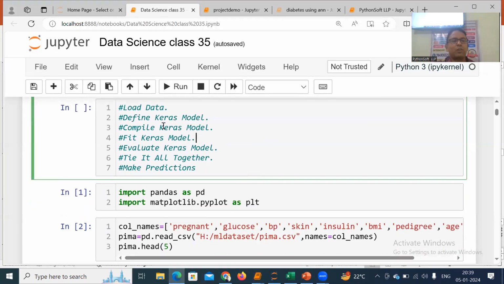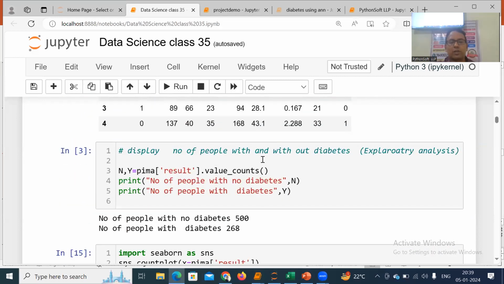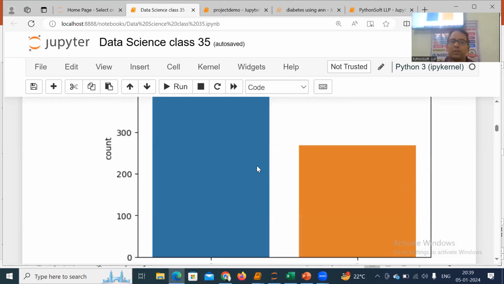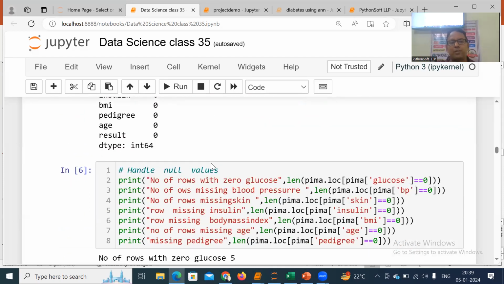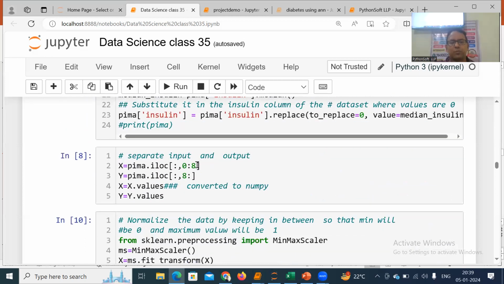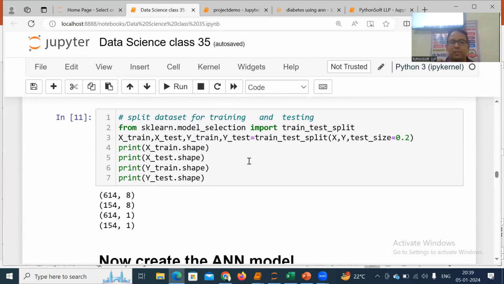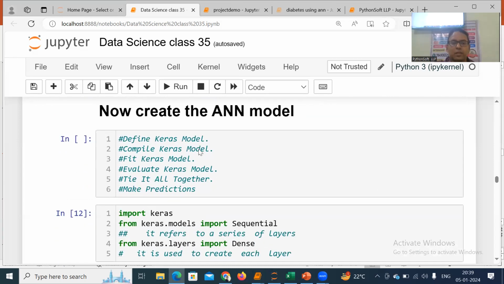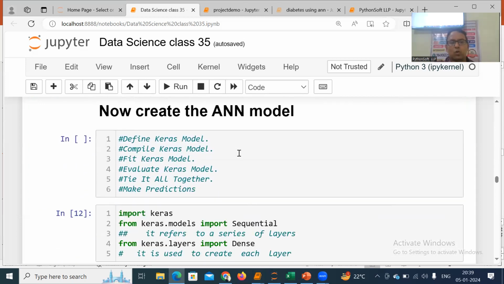Okay. First of all, you have to define the Keras model, then compile, then fit the Keras model, evaluate, then test. First of all, I load the data. I've done some analysis: how many people have diabetes and how many do not. I fill the missing values and separate the values. Then I split the data set into two parts. Up to this much, both machine learning and deep learning are the same. But from now onwards, I have to apply an artificial neural network.